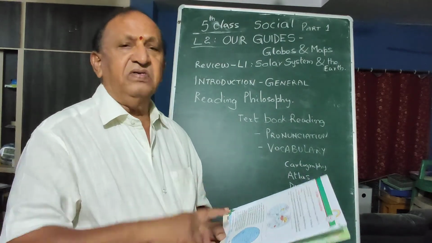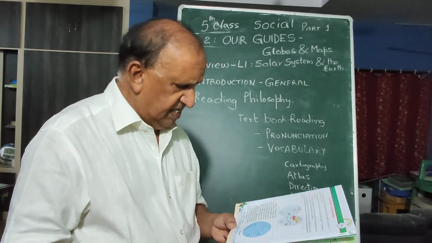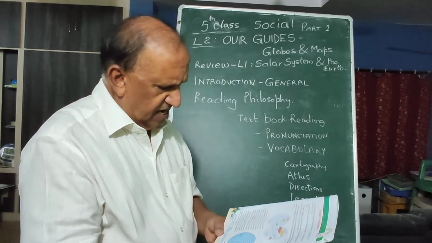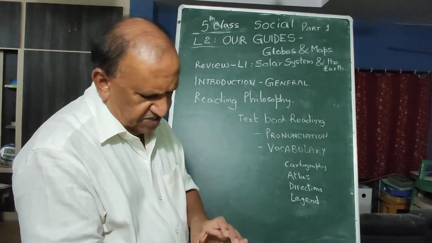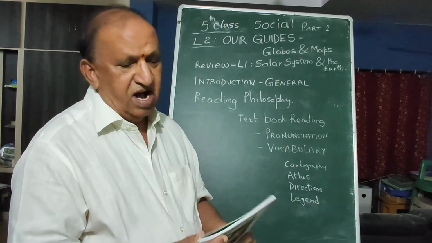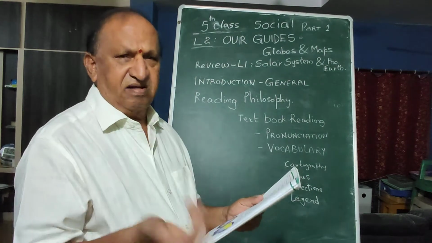Halves, H-A-L-V-E-S, is the plural of half. Now, that is the northern hemisphere and the southern hemisphere. The longest latitude is 0 degree latitude. Just like in a circle, what is the longest chord? It is the diameter. Similarly here, the equator is the longest one.